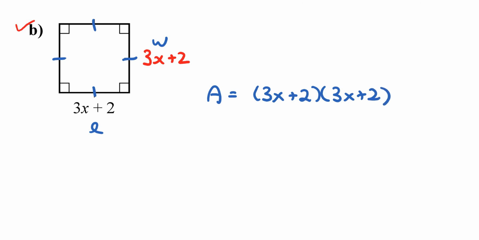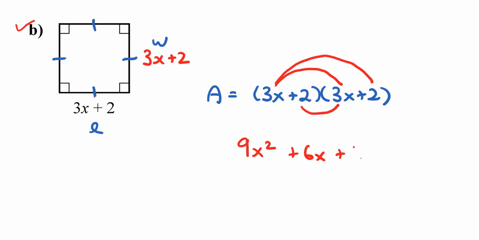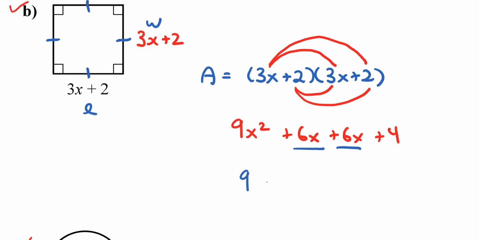Okay, and then basically this is another FOIL problem. So 3x times 3x is 9x squared, and 3x times 2 is going to be positive 6x. On the inside there, I have another positive 6x, and then 2 times 2 is going to be 4. And you'll notice that I can definitely combine like terms there. So 9x squared plus 12x plus 4. So that's my final answer.